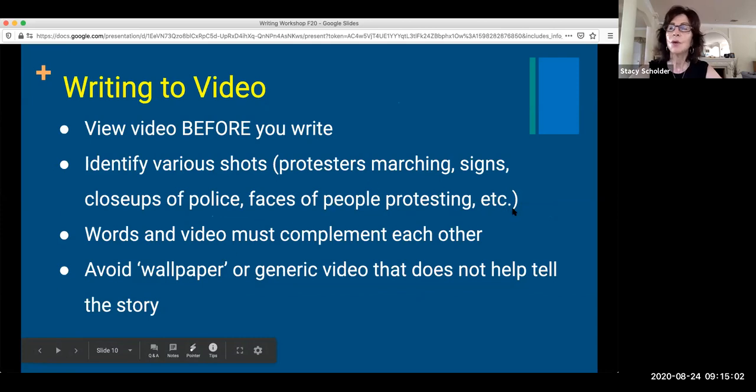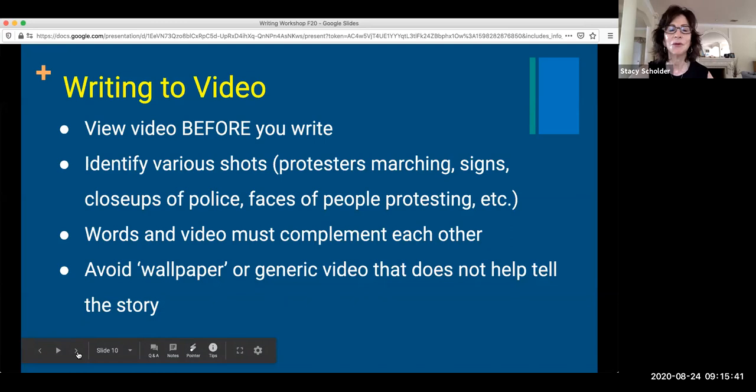And then when you write your story, you can certainly reference some of those things, including the signs. There might be some interesting signs that you want to say what we might be seeing on some of those signs. All right. And then you want to try to avoid what I would call wallpaper or generic video. Sometimes the outside of a building doesn't do much for you as a viewer. All right. So be mindful of not just putting in shots that have no meaning, where people's eyes could glaze over when they look at that kind of video.